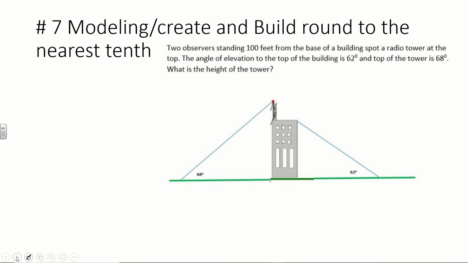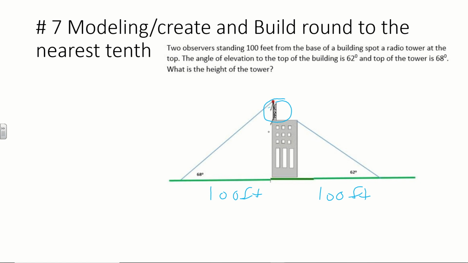Moving on to our last problem, the modeling, create, and build. So I have two observers standing 100 feet from the base of the building. So if observer 1 is over here, this is 100 feet. And observer 2 is over here, this is 100 feet. The angle of elevation to the top is 62 degrees, and to the top of the tower is 68 degrees. Find the height of the tower. So I'm just looking for the height of this tower right here.